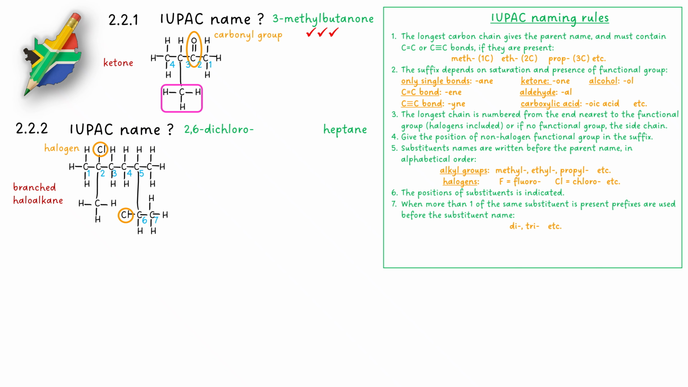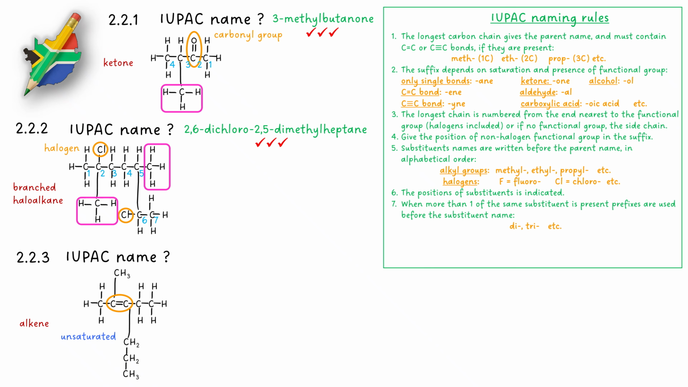There are 2 chlorine atoms on carbons 2 and 6, so we write 2,6-dichloro. And there are 2 methyl groups, one on carbon number 2 and one on carbon number 5, so we write 2,5-dimethyl. C comes before M in the alphabet, so the chloros are written before the methyls. This compound is 2,6-dichloro-2,5-dimethylheptane.